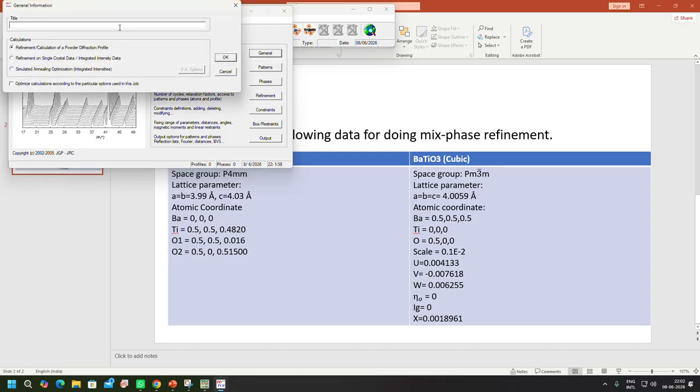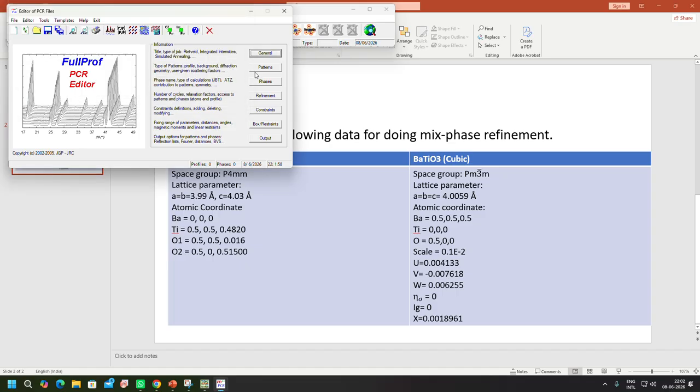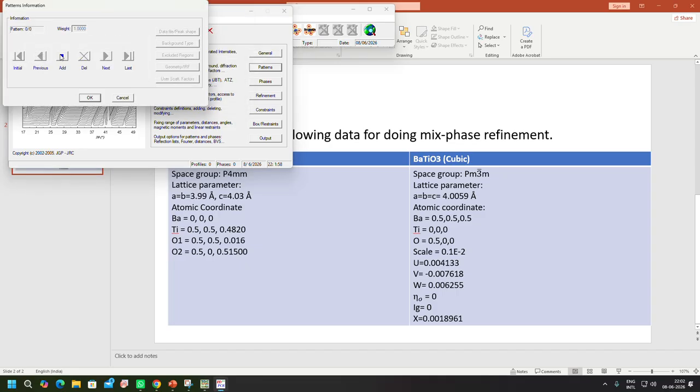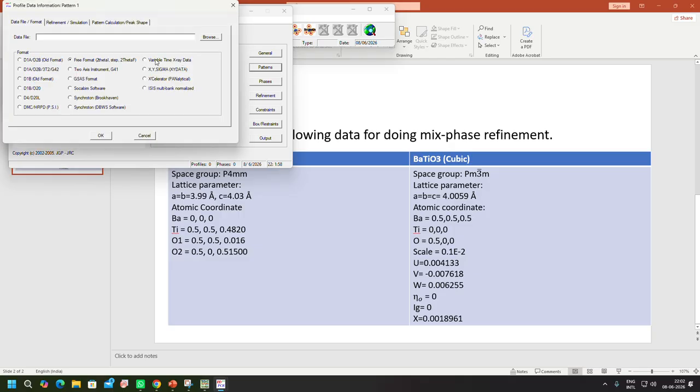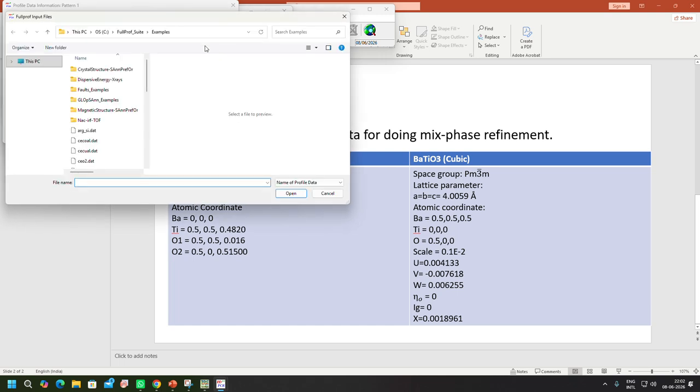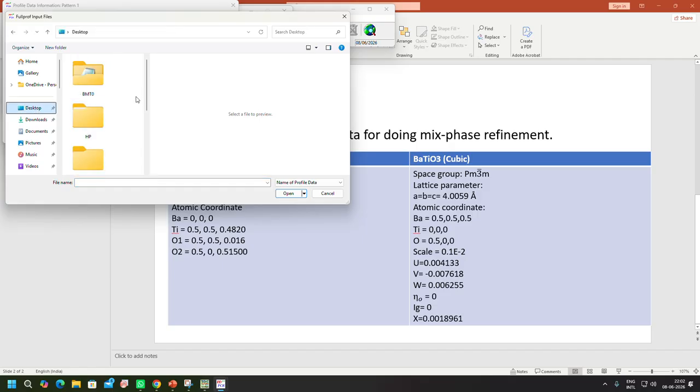Then you note down the phase name, then tick optimize calculation according to the particular option used in this job. Then you go to the pattern. You go to add, then data file, and import your data file from where you have placed your input files for the refinement. I have placed my data on the desktop, so I am taking this data. Okay, open.